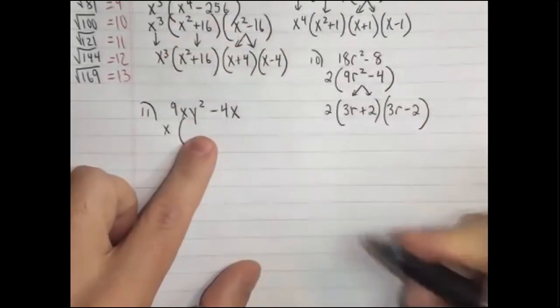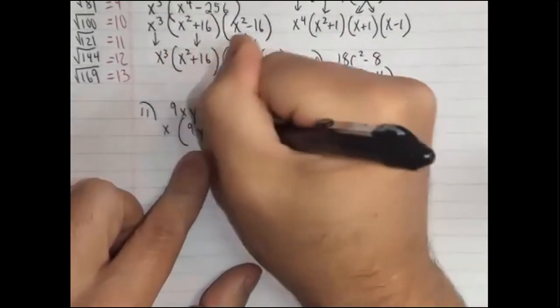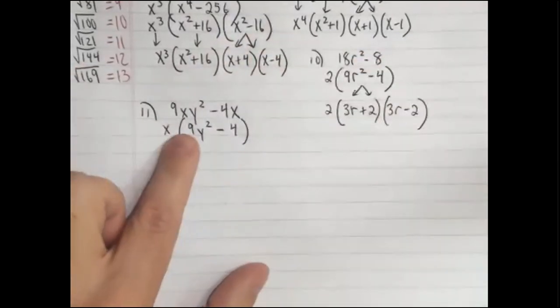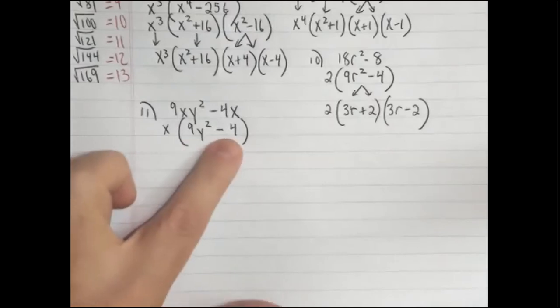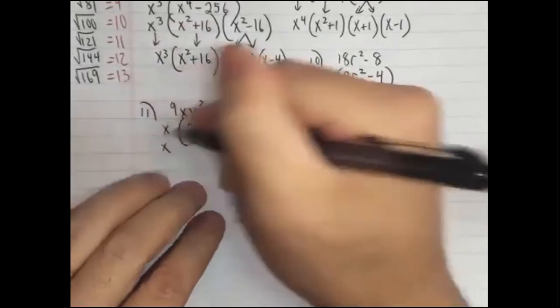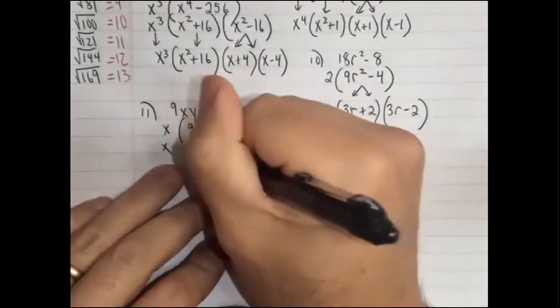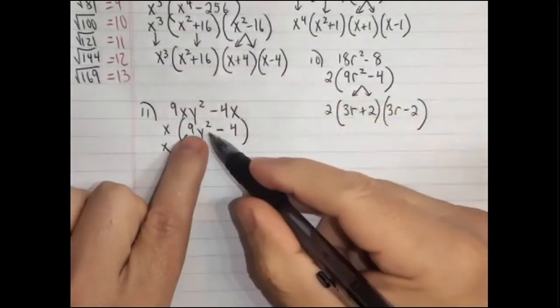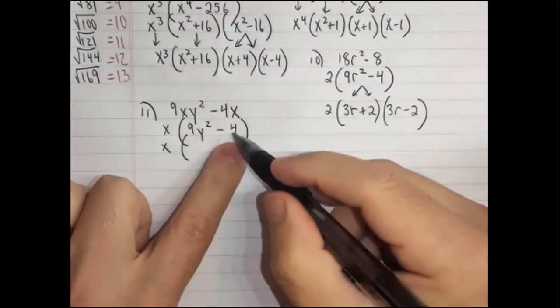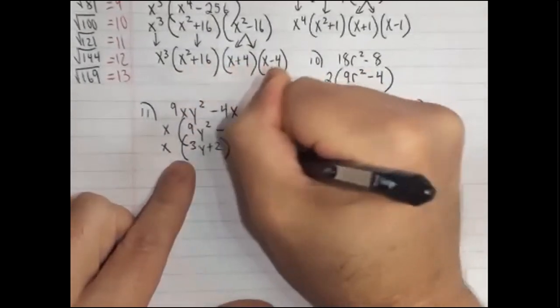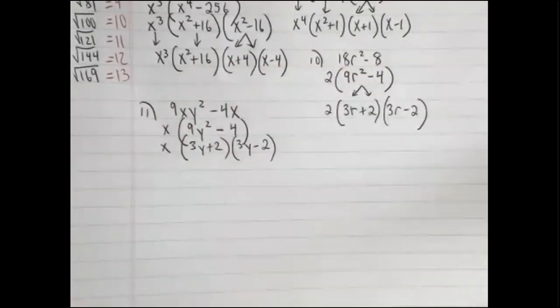In this case, it's just x. And I'm left with 9y squared minus 4. So again, once I see that, I have my 2 perfect squares, so I know it's the special case, factoring the difference of 2 squares. So I have my x. And then again, square root of 9 is 3, square root of 4 is 2, so you just go 3y plus 2, 3y minus 2.